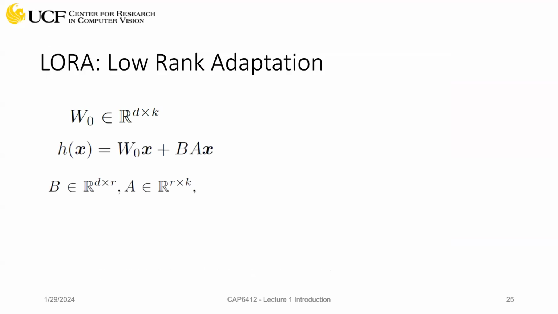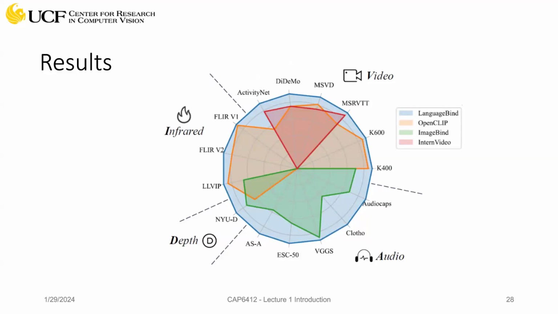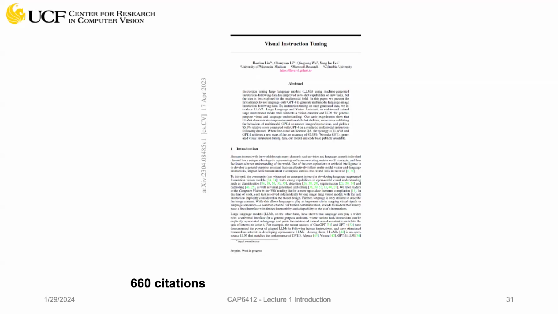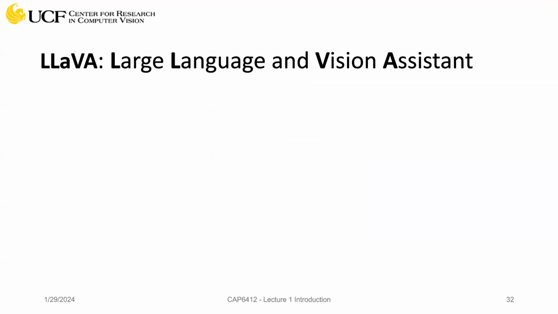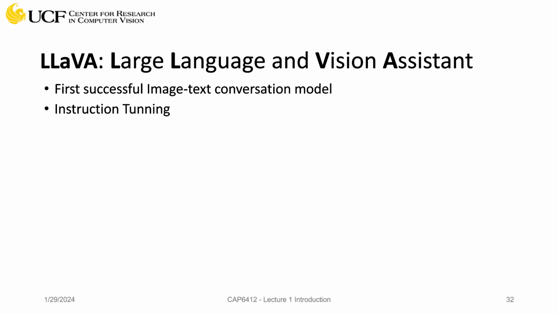Okay, so this is the paper, which is a pretty famous paper. Its title is Visual Instruction Tuning, and this is one of the first papers which does a conversational image text conversation model, and it's called Large Language and Vision Assistant. That's what LLaVA stands for. It's the first successful image text conversation model, and it applies this instruction tuning.